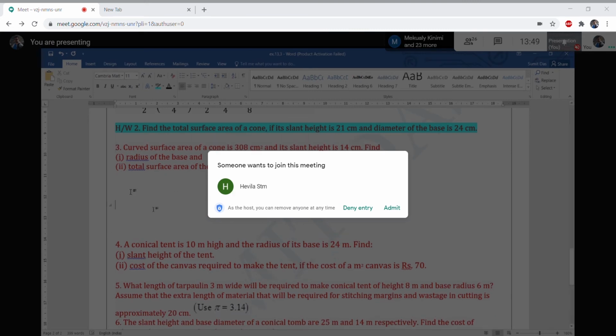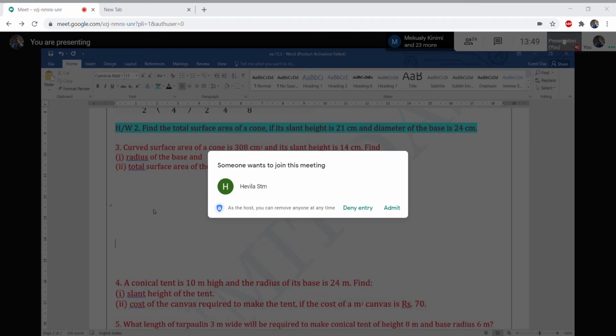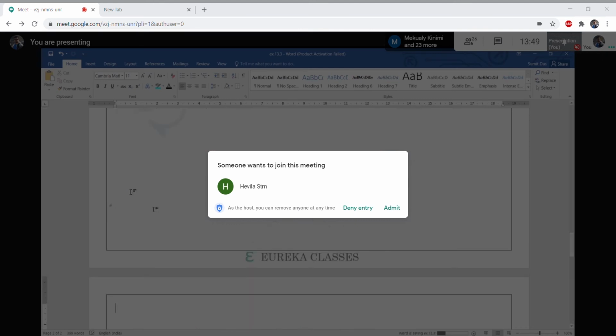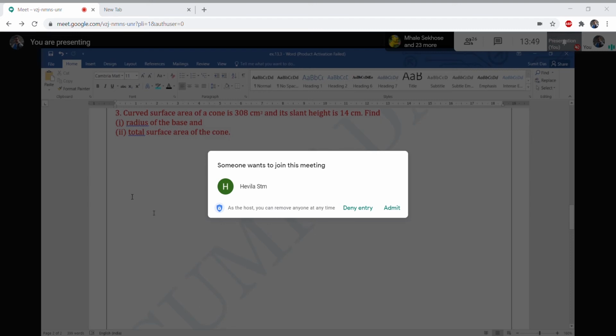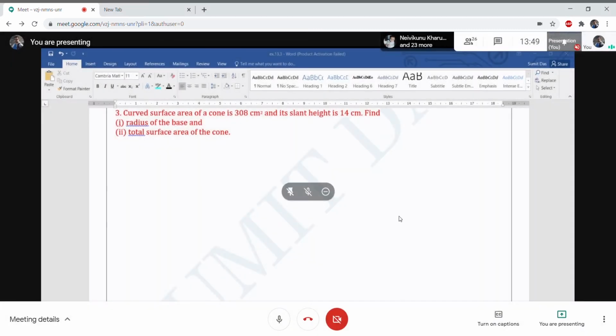Okay, next question. Next, question number 3. Curved surface area of a cone is given.